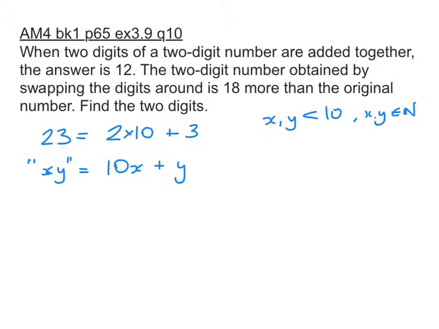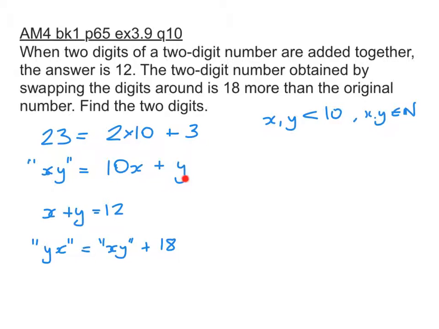So they tell us that when we add the two digits together, we get the answer of 12. It secondly tells us that when we swap the two digits around, so that we get, in a sense, yx, that is 18 more than the original number, which we'll call xy. So we're adding on 18 to the original number to get the swapped around number.